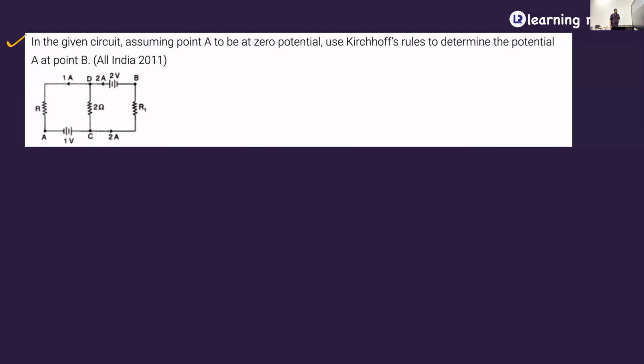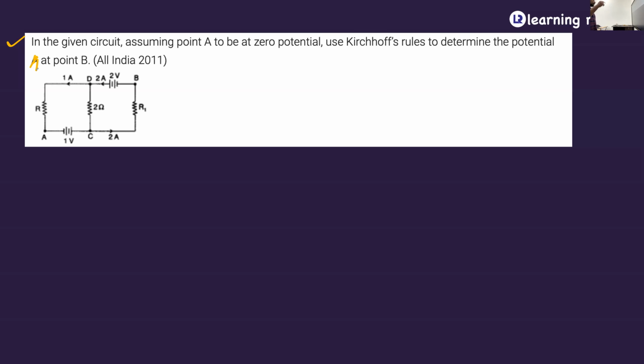Next, in the given circuit, assuming point A to be at 0 potential, use Kirchhoff's rules to determine the potential at point B. They should have said potential V at point B; there is a printing mistake. So in the given circuit, assuming point A to be at 0 potential, you need to use Kirchhoff's rule and determine the potential at point B. Can you do that?